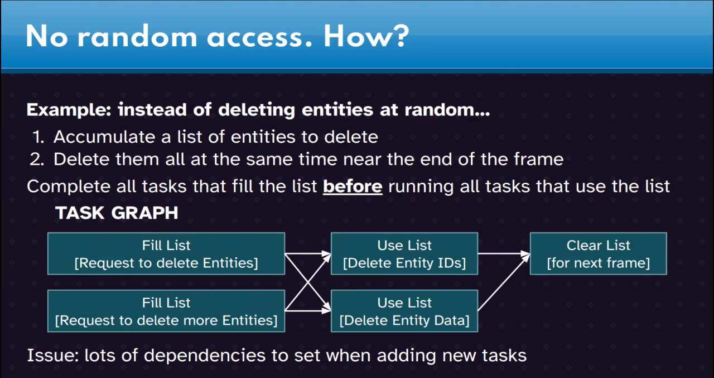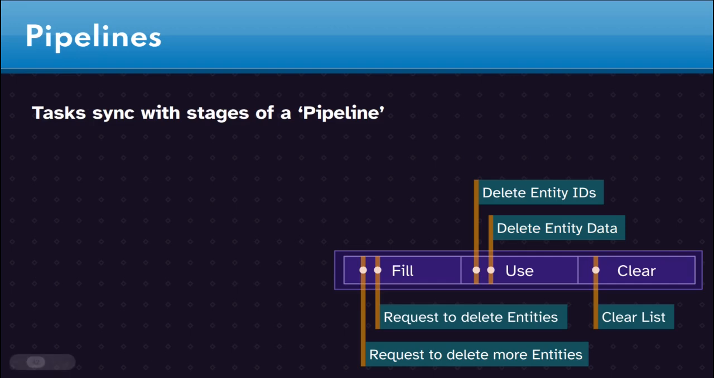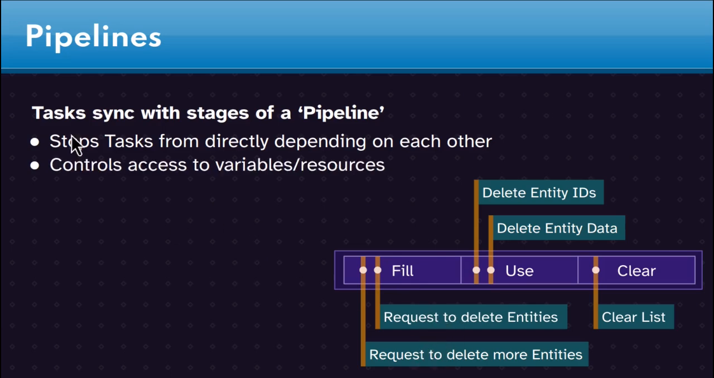So we're going to have to set foot into unknown territory and introduce something called a pipeline. So tasks, instead of directly depending on each other, we instead have something called a pipeline here, this purple thing in the middle. And tasks will synchronize to the stages of the pipeline here. So request entities to delete, request more entities to delete. This is part of the same example as previously. And these are so-called synced with the fill stage. And it doesn't matter which one runs first as well. And this would roughly control access to certain variables and resources.